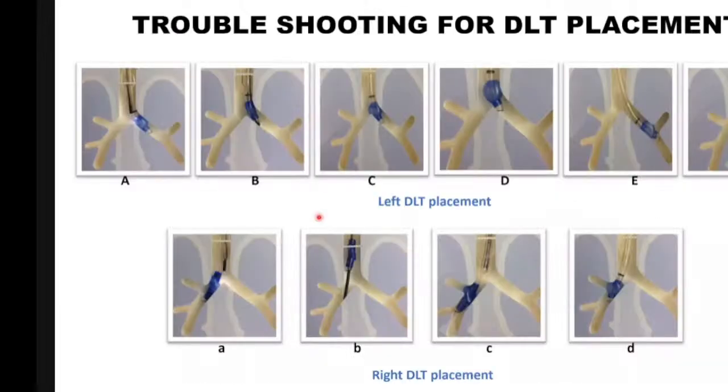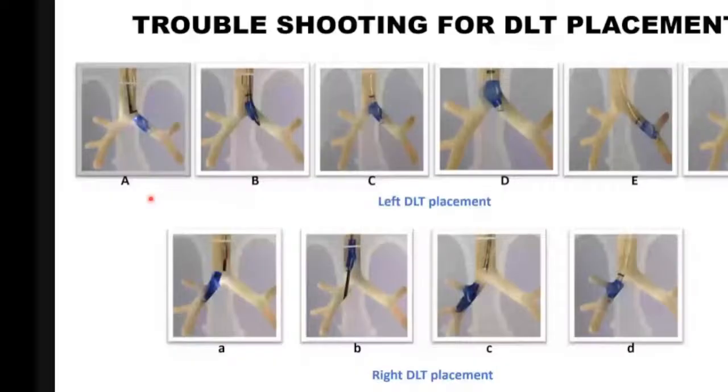Coming to some troubleshooting during the DLT placement. First, the left side DLT placement. In scenario A, the is available by view. So in B scenario, the cuff, the blue color, is to see when you landed up in C scenario.